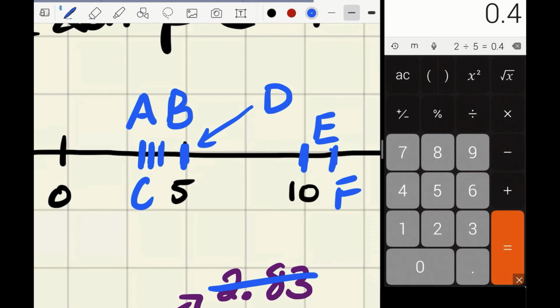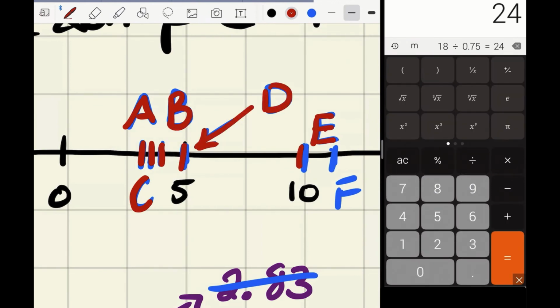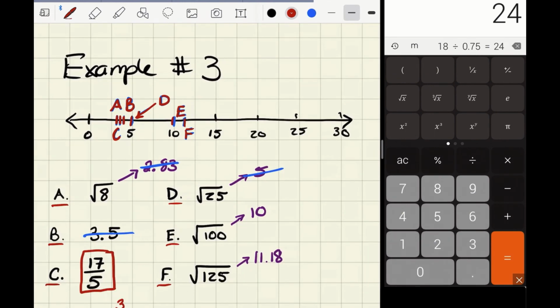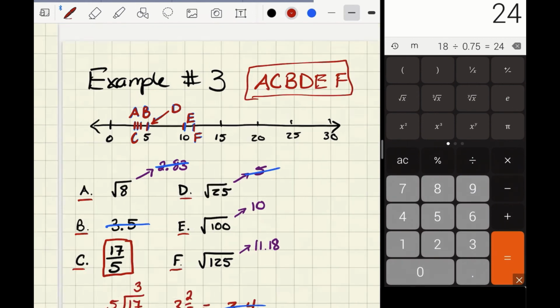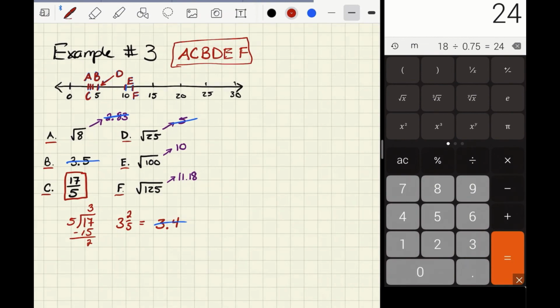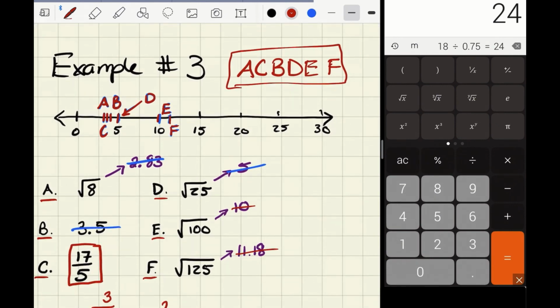So, again, we have A, C, B, D, E, and F. If we were listing these from least to greatest, they would be A, C, B, D, E, and F, which is almost alphabetical, but not quite. And as we go along, we just cross off the ones that we've marked. So that's example number 3.